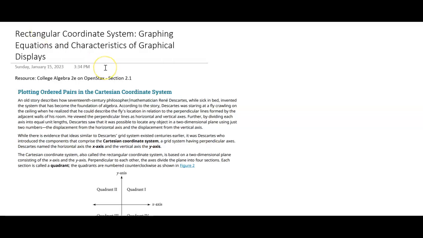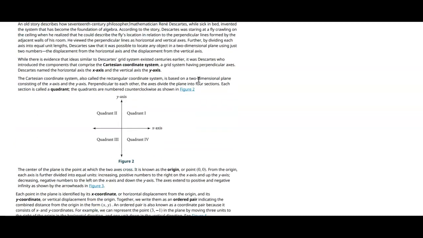All right, this video is going to go over the rectangular coordinate system, how we graph equations, and just some different characteristics of graphs. So the plotting ordered pairs piece of this is that we are in what's called the Cartesian coordinate system. There are two axes here, the x-axis and the y-axis. Because there are two axes, x and y, that means we divide this space into 4 quadrants.